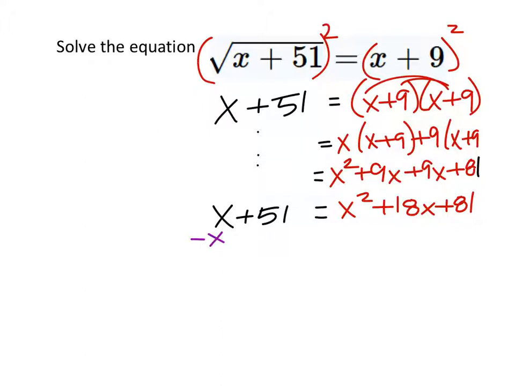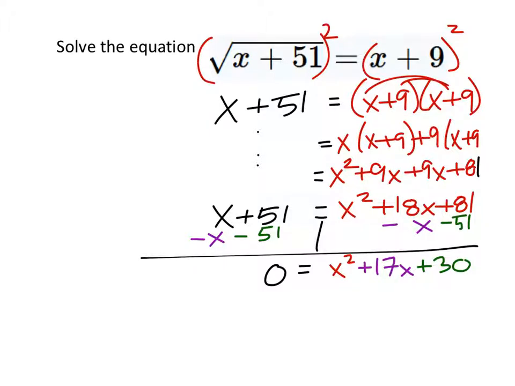So I'm going to subtract x from both sides, looking at like terms, and then I'm going to subtract 51 from both sides as well. Fortunately for us, though, the coefficient of x squared is a 1, so we're going to just split it up, not have to worry about factoring by grouping. So I need two factors of 30 that add up to 17. How about 15 and 2, right? So now I can split this up into two binomials, x plus 15 and also x plus 2.